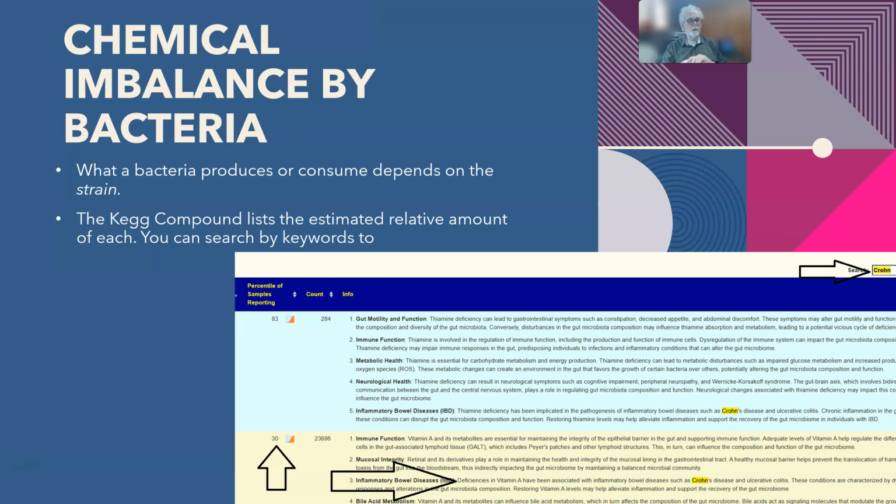So what we have added, which we'll show later in the demo, is K compounds, which are basically these chemicals, and we estimate the relative amount of each and then do it by percentile to see if you are above or below.